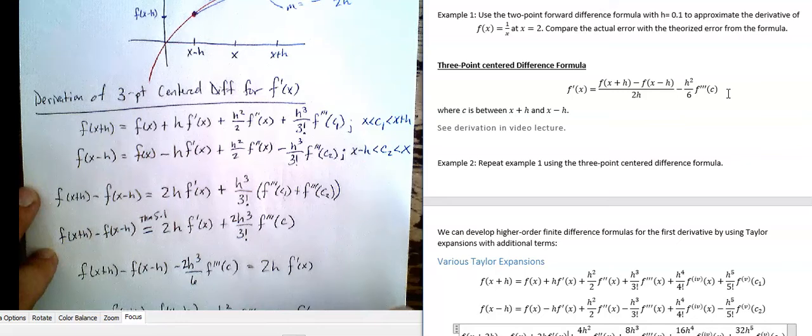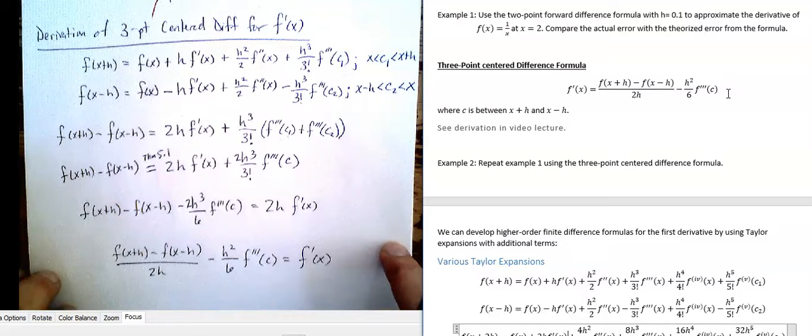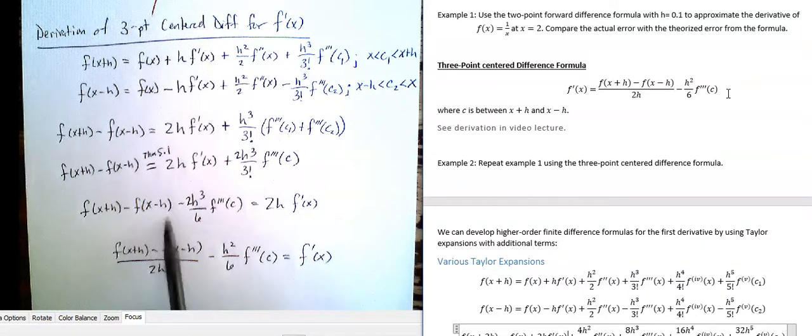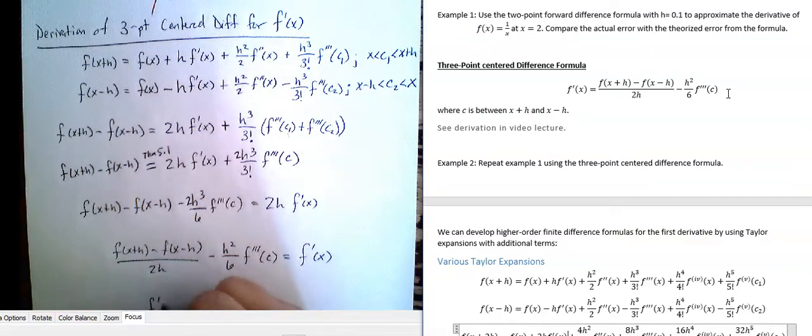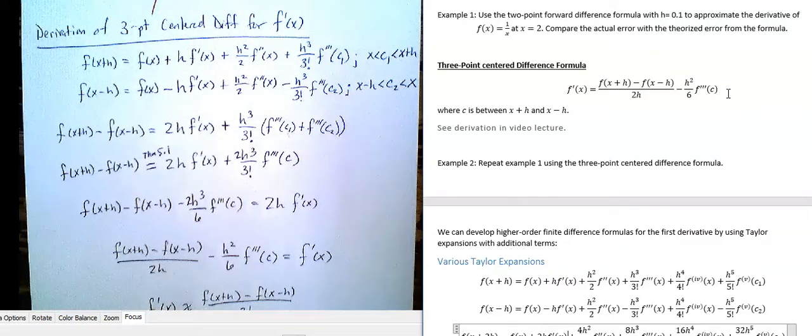Equals f prime of x. So once again, all I've done here is move the error term over and then divide by that 2h. So I'm going to group this term because that's my approximation. So that's all over 2h. And then when I divide this guy by 2h, I'll lose the 2 and I'll lose one of the h's, so h squared. So f prime of x is approximately f of x plus h minus f of x minus h over 2h. Right?